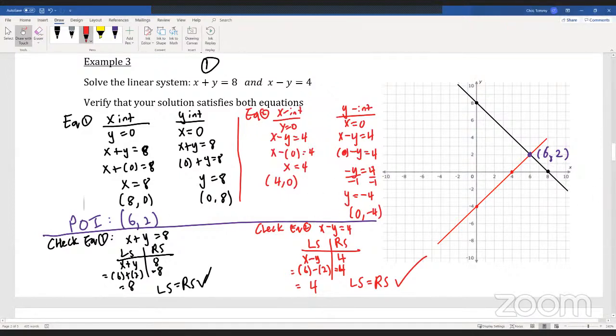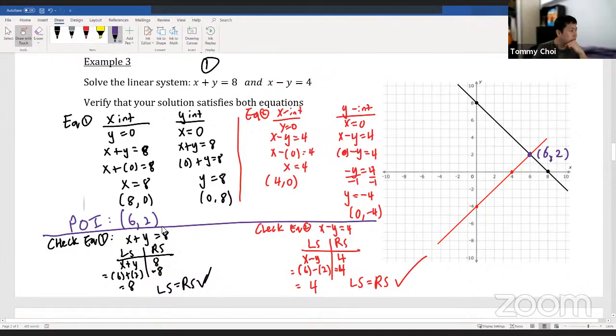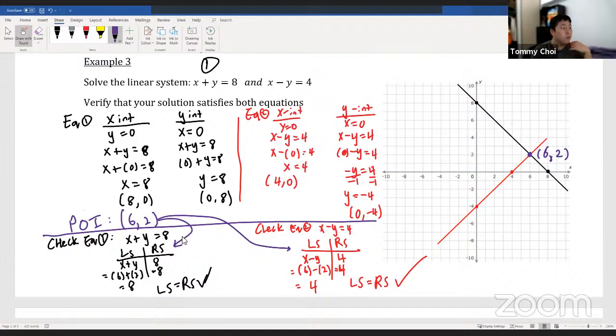So this is the full thing. Okay? Notice how I'm plugging in the point of intersection here, right? We're checking our solution. I'm not using the x and y intercepts. There's no point doing that. We're checking specifically our point of intersection when we check our work. Okay? Any questions? That was the last example here in terms of graphing linear systems. So what I said was when you check your work, you are plugging in your point of intersection into your equation. That's what we're checking. We have to check our solution, the point of intersection. All right. Moving on.